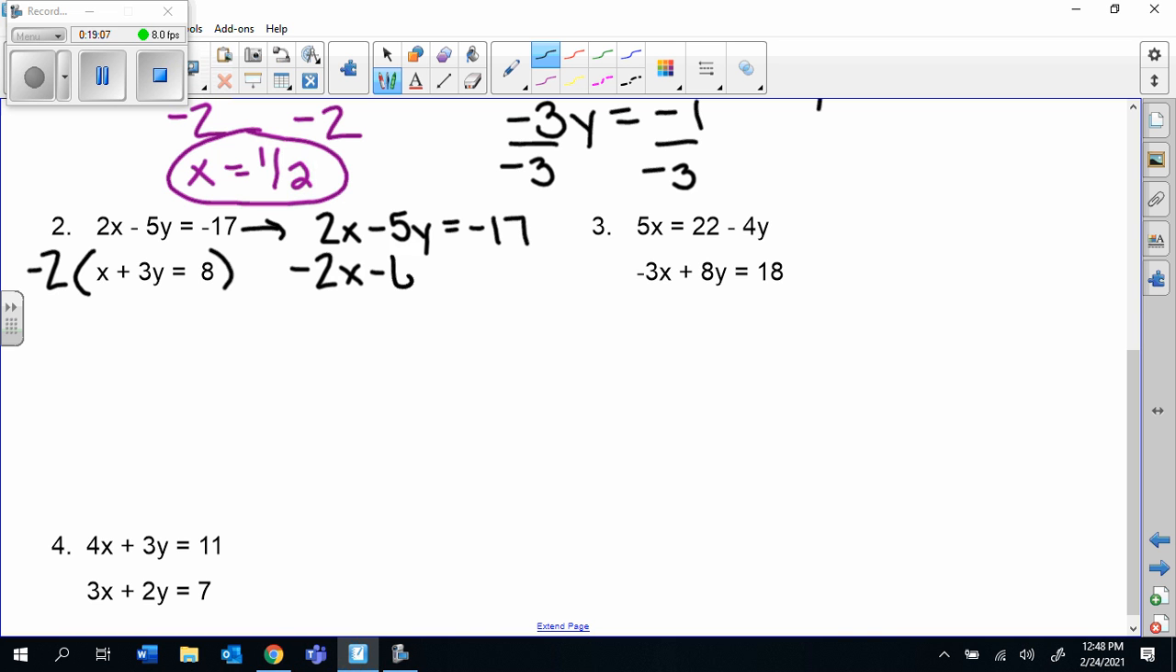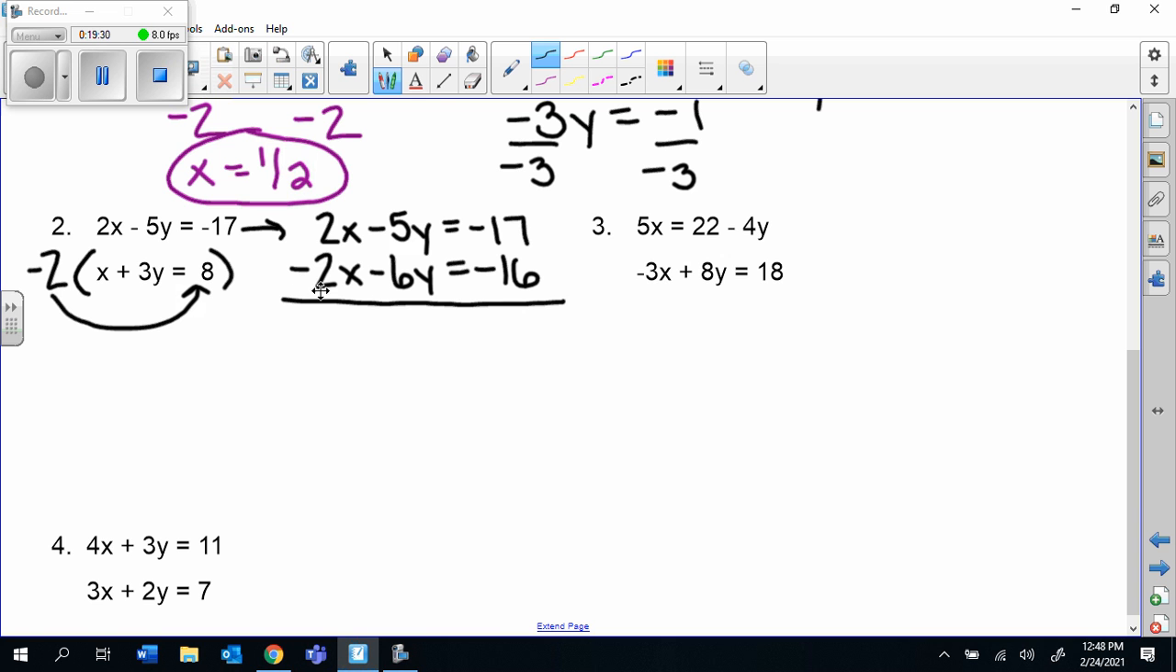-2x minus 6y equals... This is a big place of mistakes for students. Don't forget to multiply it through by everybody. -16. And then we're going to add my columns straight down. So one little trick, and now we're ready to add the columns.